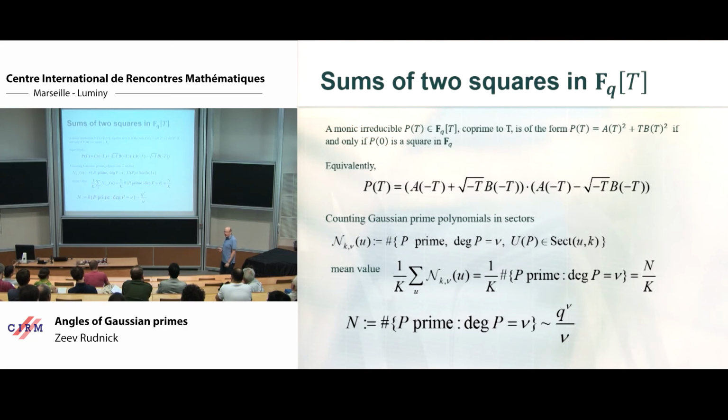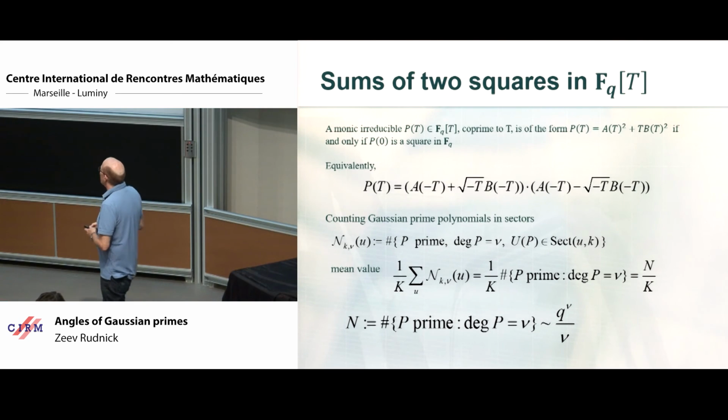So I want to do it for prime angles. So there's the fact, the analog of Fermat's theorem, that a monic irreducible polynomial is a norm in this ring, so it's a squared plus t b squared, if and only if its constant term is a square. The proof of that is exactly like the proof of Fermat's theorem. So in other words, it's a norm in this ring where I join the square root of minus t to this ring of polynomials in T. And so among these polynomials, I want to know how many polynomials of given degree have a direction in a particular short arc. So this is my counting function.